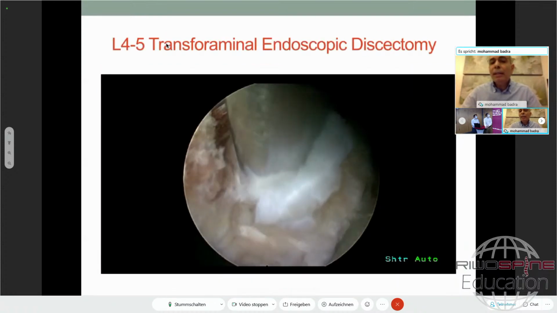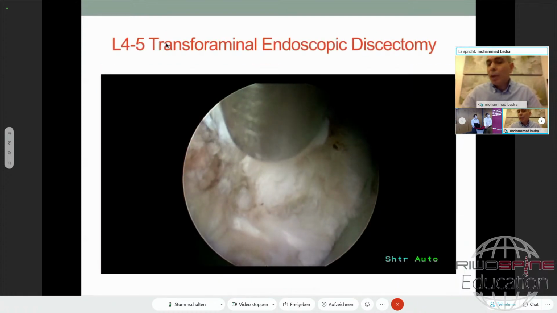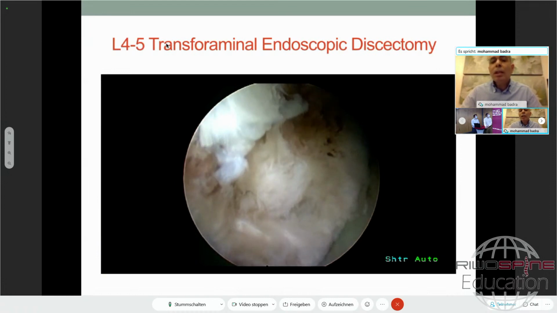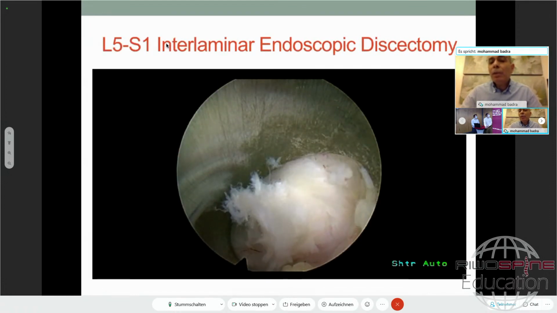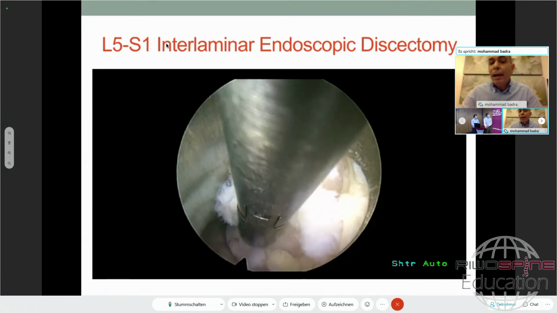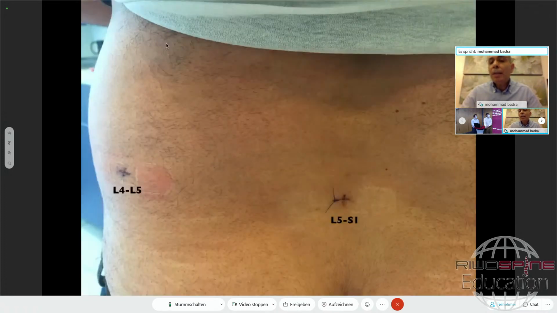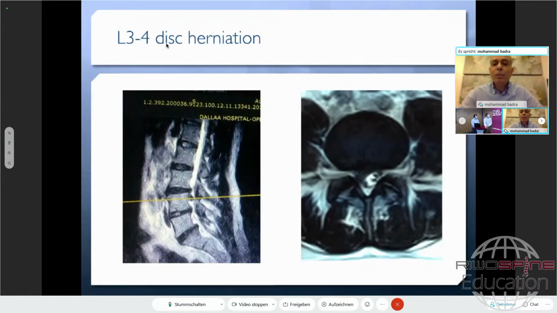So I did L4, L5 with the transforaminal approach, and L5, S1 with the interlaminar approach in the same setting. And the patient ended up having only 2 stitches, one for the transforaminal at L4, L5, and one for the interlaminar at L5, S1. Let's go higher up.